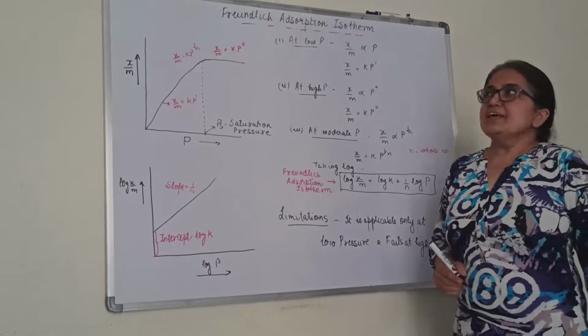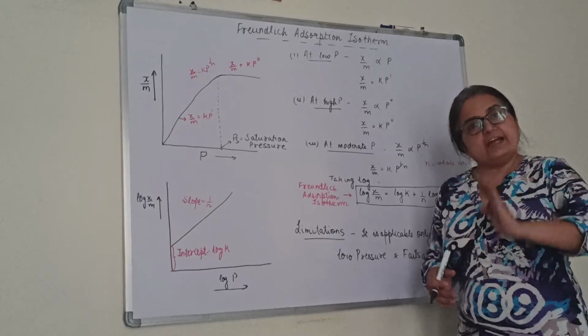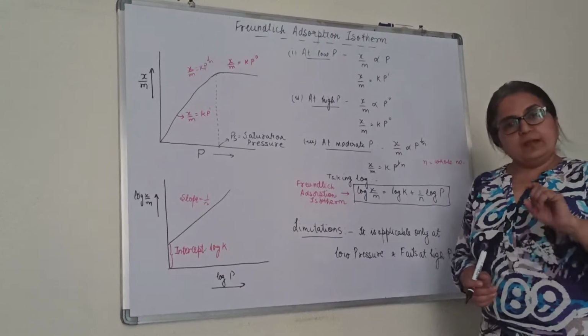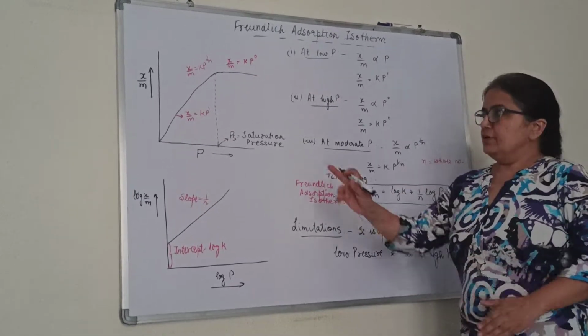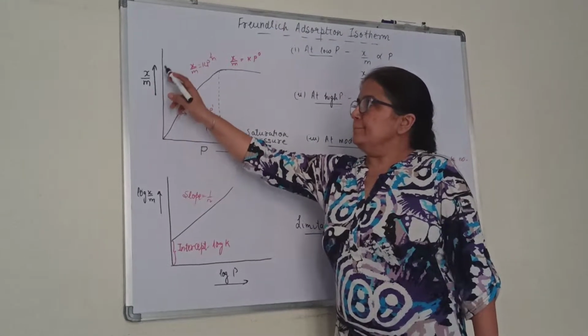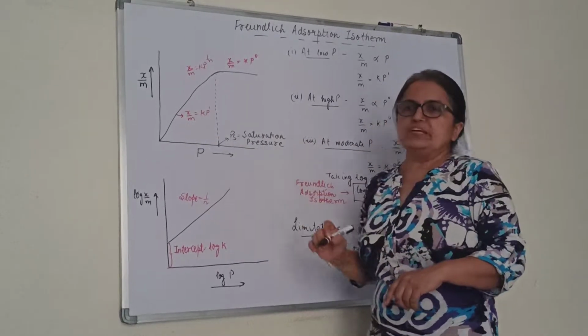Good morning, students. In the last video, we discussed the factors which affect adsorption. One of the factors we discussed was pressure, and you remember that in physisorption and chemisorption we got a similar graph. This was the graph we got. Remember, x by m on the y-axis, and on the x-axis you have pressure.